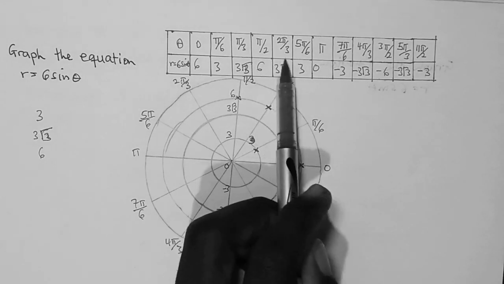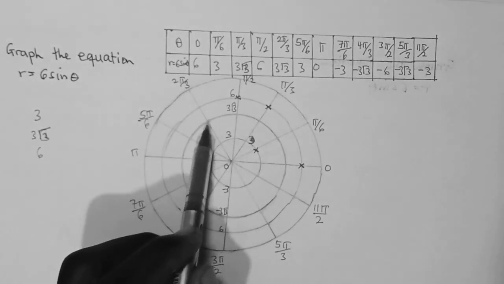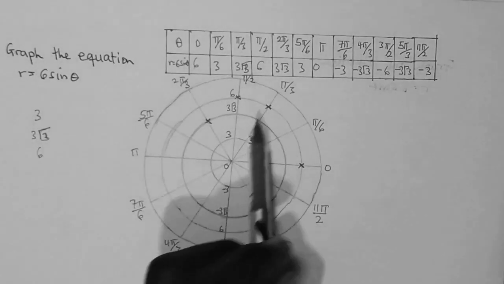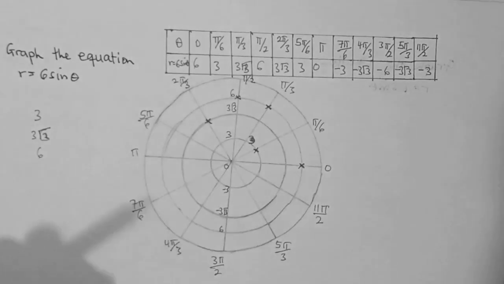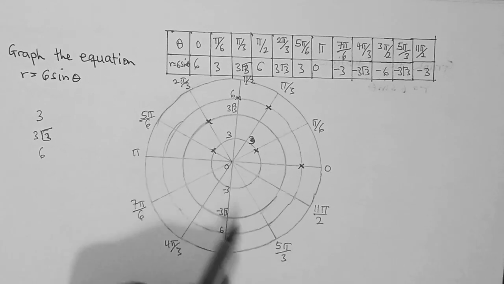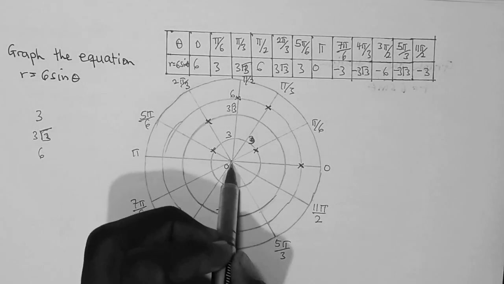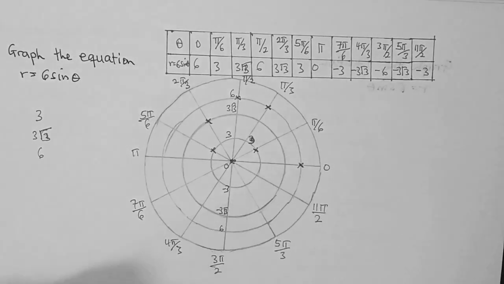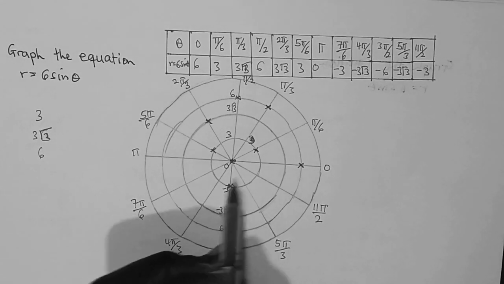Then here is 2 pi over 3 and 3 root 3. Then apart from that, we also have 5 pi over 6 and 3. It's here. And then we have pi. Pi is 0, so here is pi and 0. Then 7 pi over 6 and minus 3. It's here.